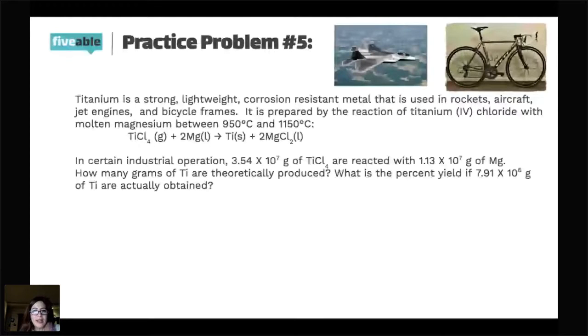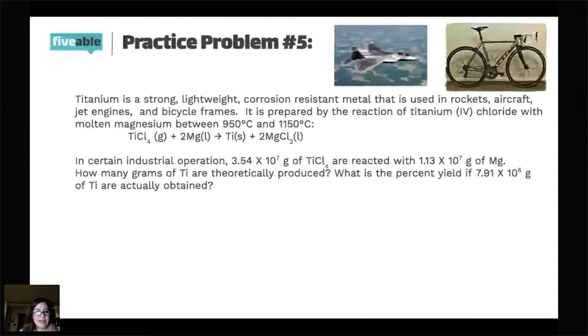Titanium is a strong, lightweight, corrosion-resistant metal that is used in rockets, aircraft, jet engines, and bicycle frames. It is prepared by the reaction of titanium(IV) chloride with molten magnesium at those temperatures. And we have the reaction right there. And then the givens are: in a certain industrial operation, 3.54 times 10 to the power of 7 grams of titanium(IV) chloride are reacted with 1.13 times 10 to the power of 7 grams of magnesium.